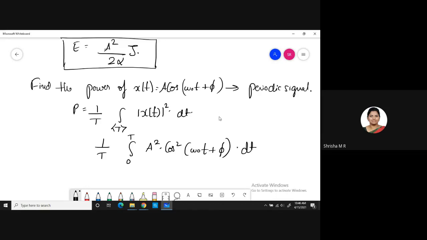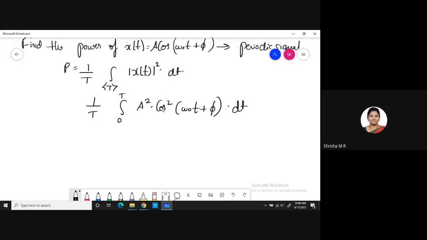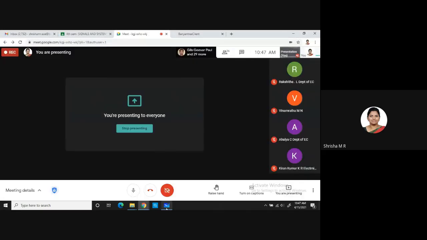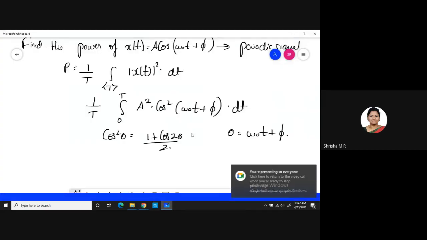So you have cos square theta. So how can you write this cos square theta? It's in cos square theta form, right? So cos square theta would be 1 plus cos 2 theta by 2. Correct? So write it in this form. What do you get? What is theta here? Theta is equal to omega naught t plus phi. Okay. So what do you get?